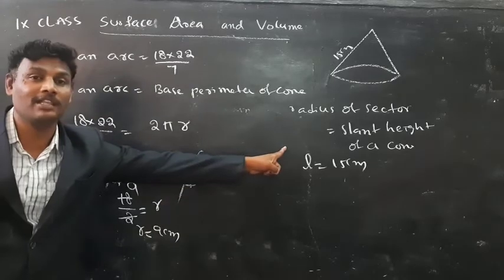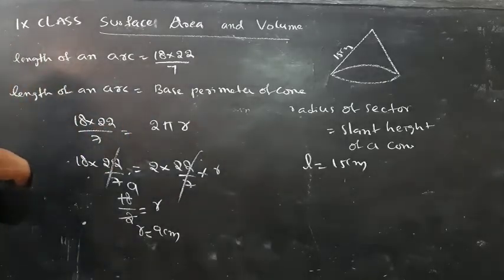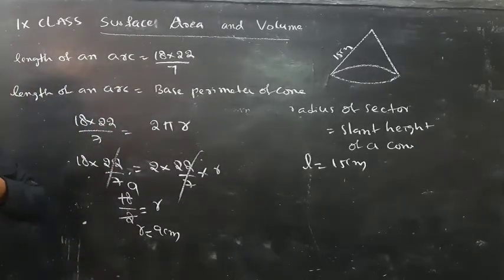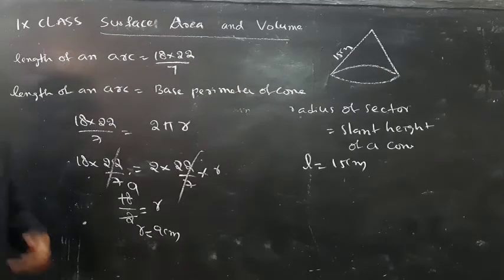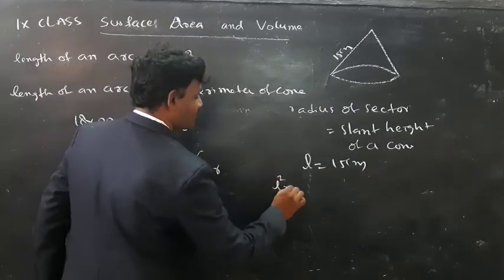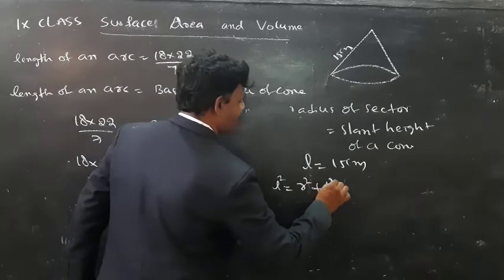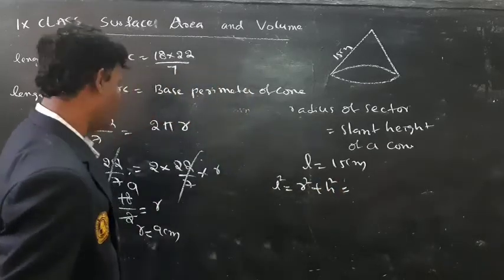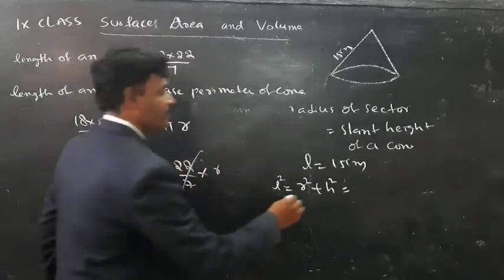Now I know the slant height and also the radius. What I need here is the height of the cone. To find that, l square is equal to r square plus h square. What is the value of the radius? 9 square.